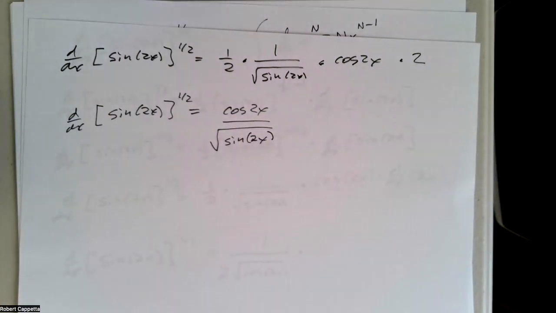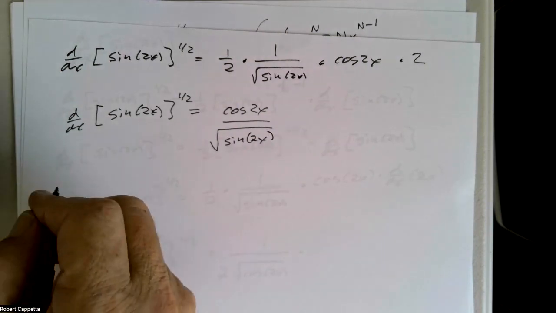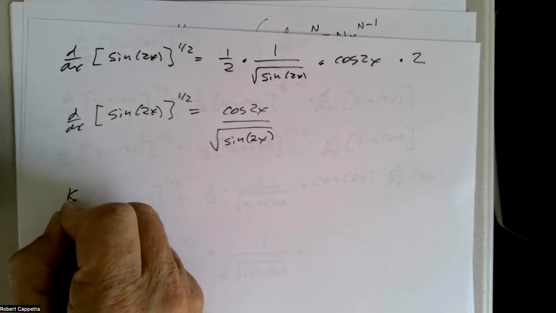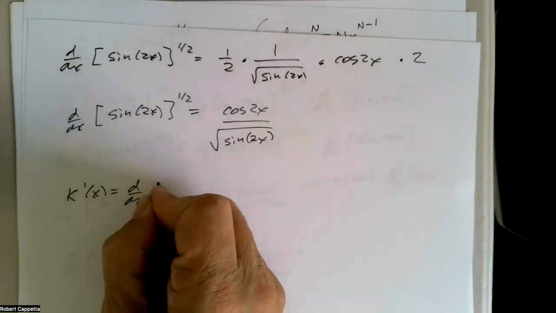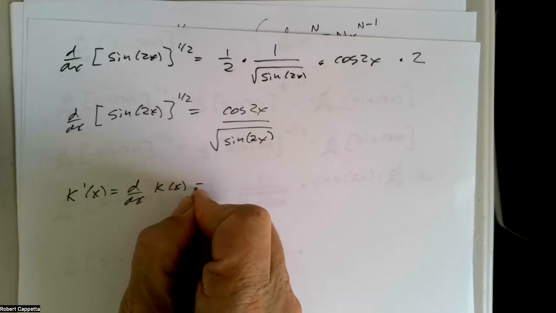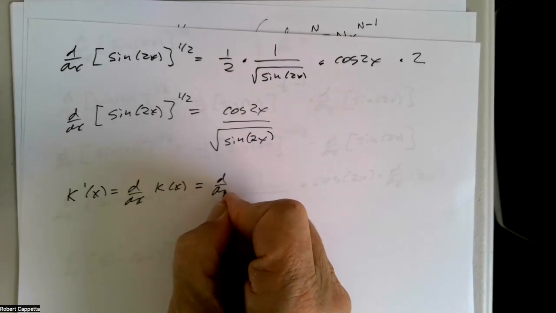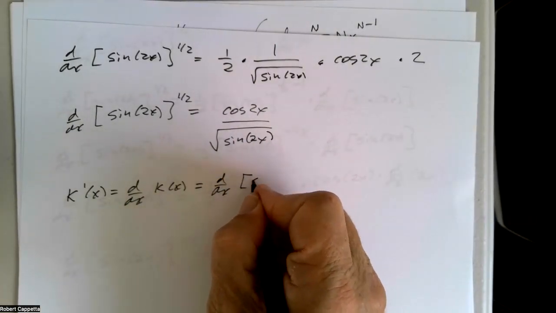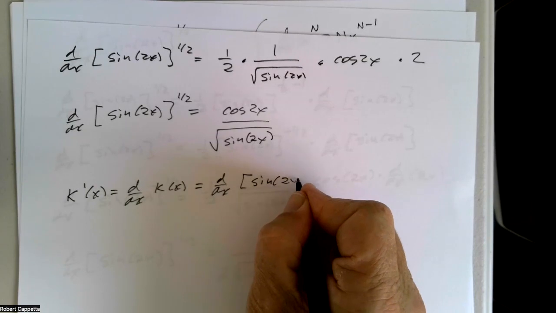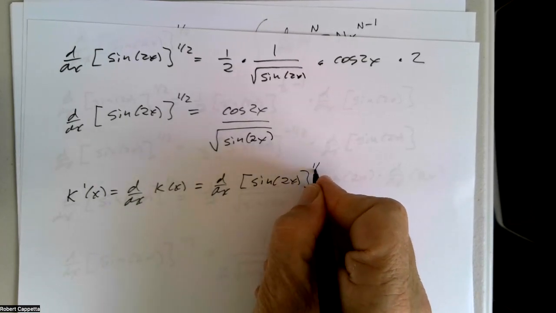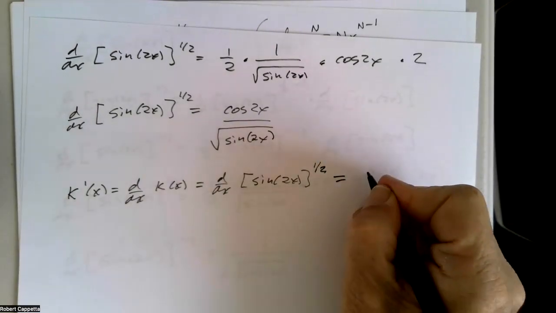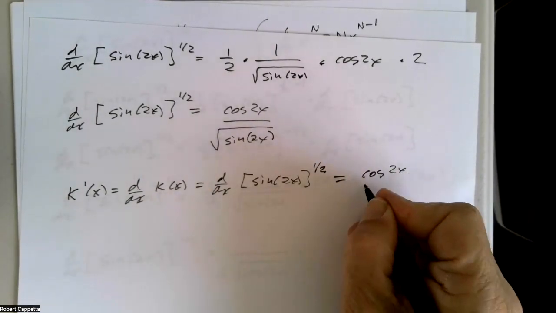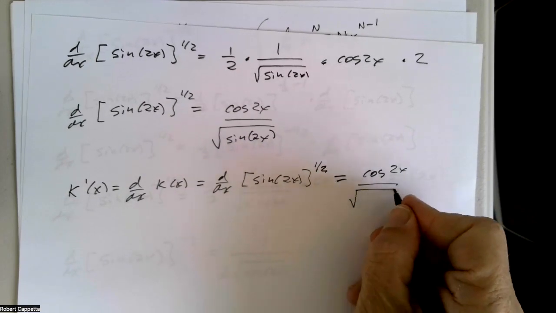Now, what did I want to do? I wanted to find out what is k prime of x. Well, that was k of x. If you remember, k prime of x was the derivative with respect to x of k of x. That's what that notation means. K of x was sine 2x to the 1/2 power, or square root. So k prime of x is just cos 2x over the square root of sine 2x.